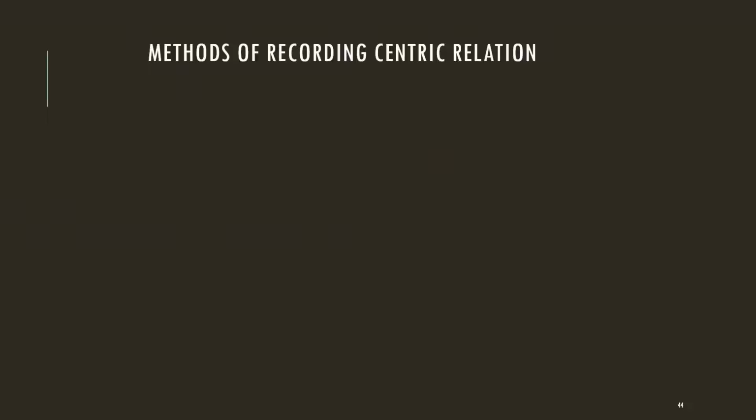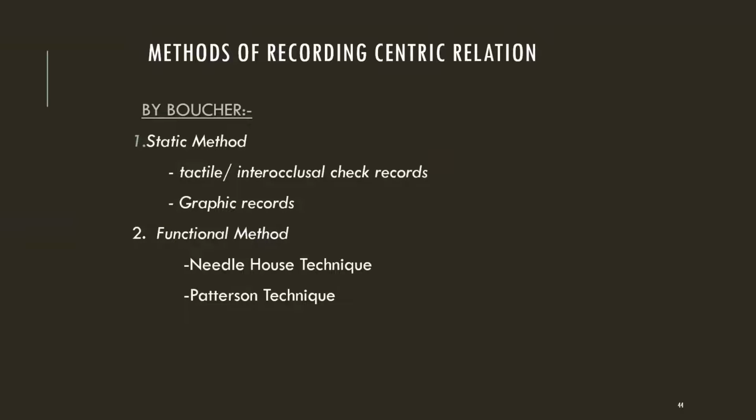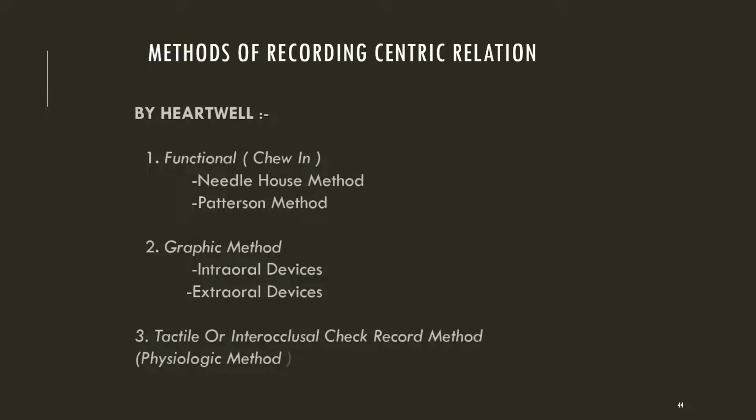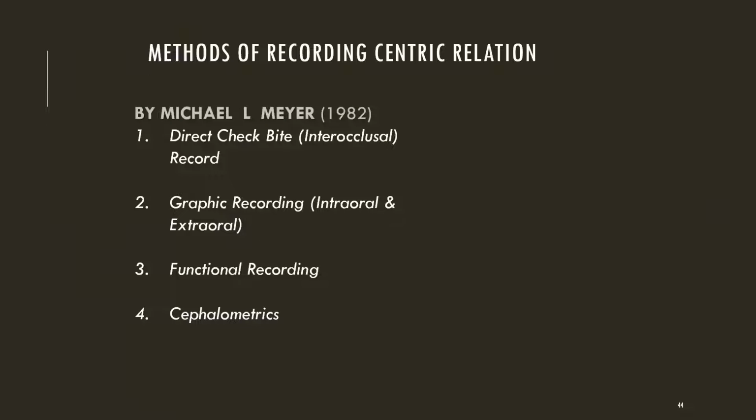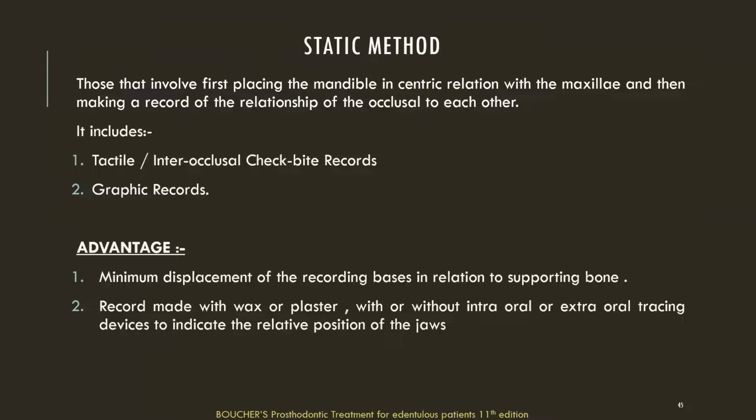So in the second part, we will cover the methods of recording centric relation. The first classification is by Boucher, which is divided into static and functional methods. Hartwell divided them into functional, graphic, and tactile or interocclusal check record methods. And last is the Mayo classification. Coming to the static method, here the dentist checks the bite technique. The direct check bite technique was the first technique to record centric relation and was introduced by Foff, the dentist of Frederick, in 1756. It is also called the squashed bite technique.